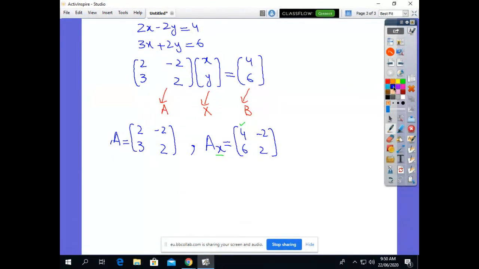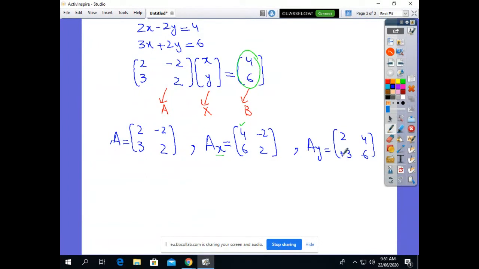Similarly, we write AY. What is the matrix AY? Instead of the coefficients of y we write 4 and 6, and in place of the x values we write 2 and 3. Is it clear to everyone?